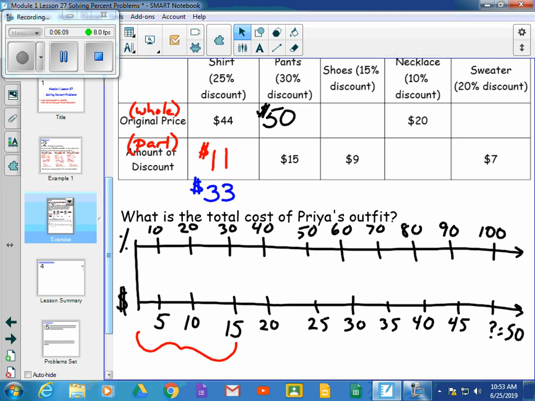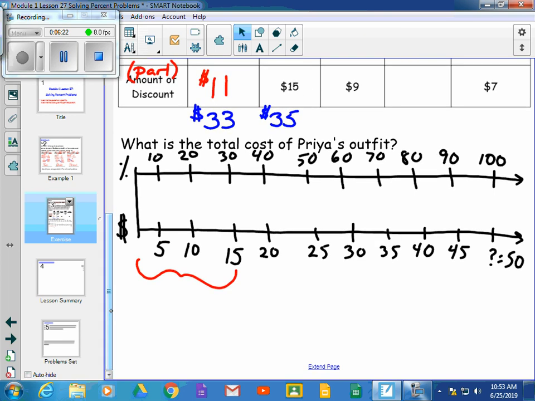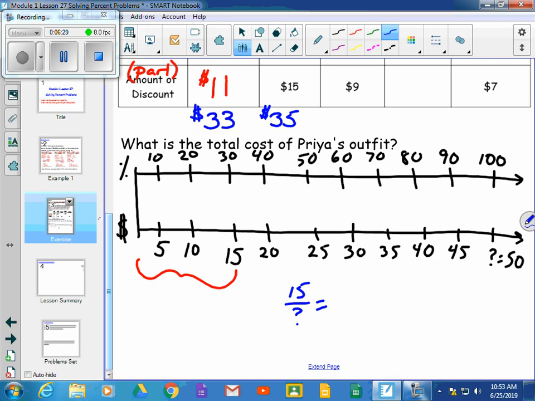Now if we subtract those two, we see that she paid $35 for the pair of pants. That's what she actually paid. If you want to validate with your part over whole equals percent over 100, you can fill in the information: 15 for the part, question mark for the whole, 30 for percent over 100. You can cross multiply the two numbers that are given, 15 times 100, and divide that by 30. And you should get a final answer of 50.